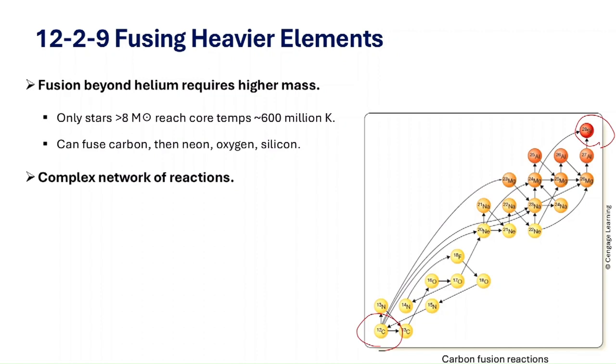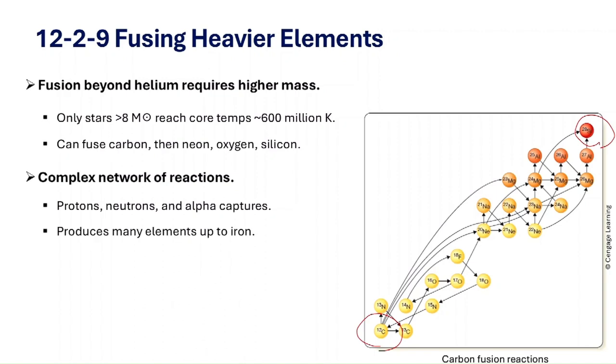And nuclei interact in many ways, capturing protons, capturing neutrons, capturing helium nuclei or alpha particles, or sometimes splitting or decaying into other nuclei. And these reactions collectively produce elements up to iron, which is the end point of exothermic fusion. And beyond iron, fusion consumes energy instead of producing it. So stars cannot naturally fuse beyond that without a supernova.